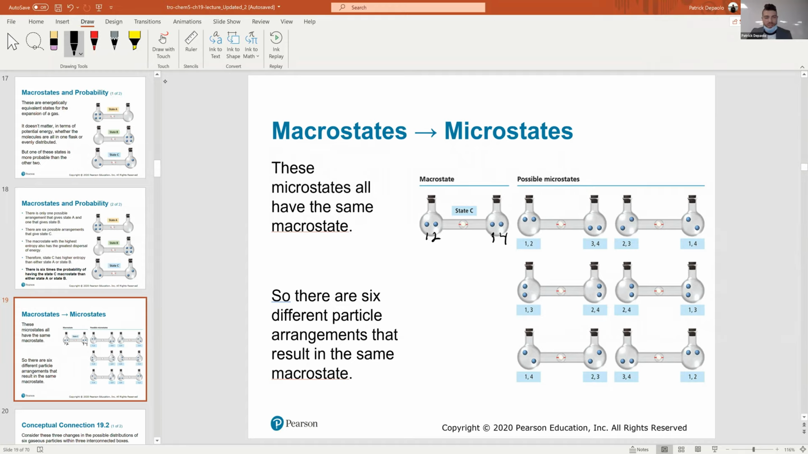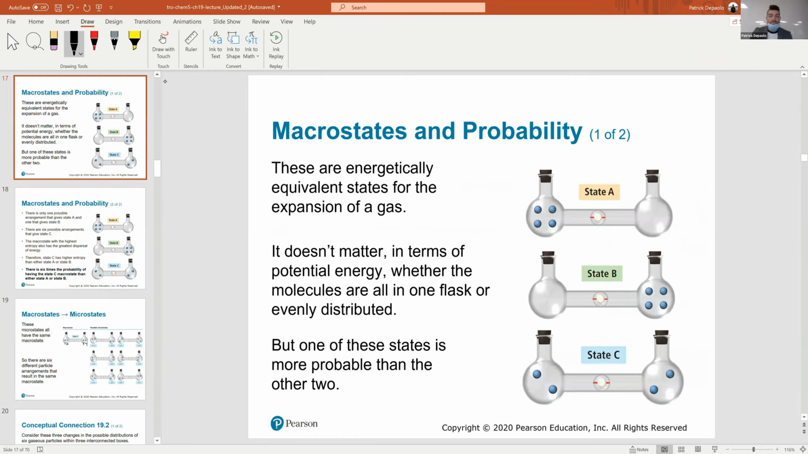Okay, any questions on that now? No? Okay. So now we can talk about why that matters. The reason it matters is because, based on how many microstates there are, we can tell the likelihood of one happening versus the other. Not the exact number, because we'll never know the exact number. And we can tell which one is more possible, or which one is energetically favorable.